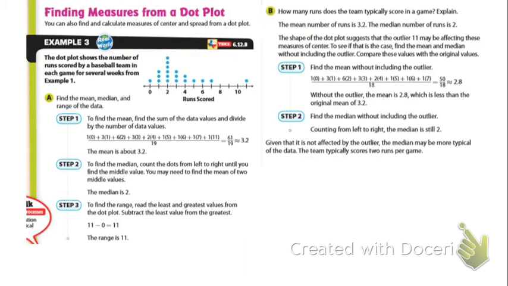Alrighty, next. Finding measures from a dot plot. You can also find and calculate measures of center and spread from a dot plot. The dot plot, example number 3. The dot plot shows a number of runs scored by a baseball team in each game for several weeks from example number 1. Letter A. Find the mean, median, and range of the data. So step one, here, ladies and gentlemen, they're giving it to you, so please make sure you read through this here.